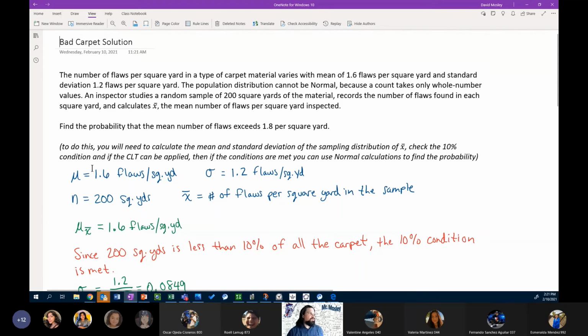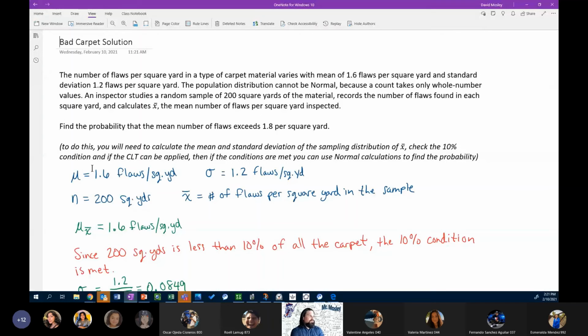So we have the number of flaws per square yard in a type of carpet material varies with mean of 1.6 flaws per square yard and standard deviation 1.2 flaws per square yard. Population distribution cannot be normal because a count takes only whole number values. Normal distributions are continuous, whole number values are discrete, right? So we have an issue there.